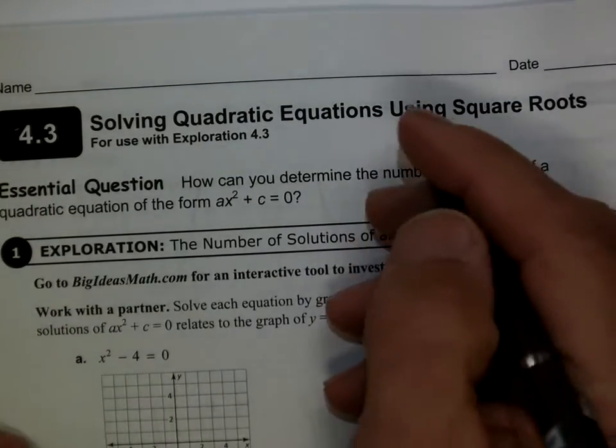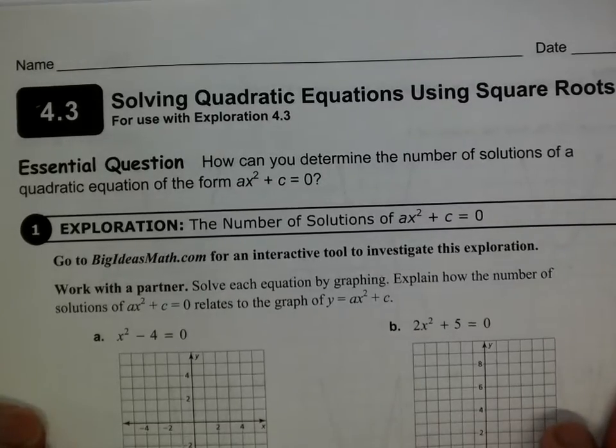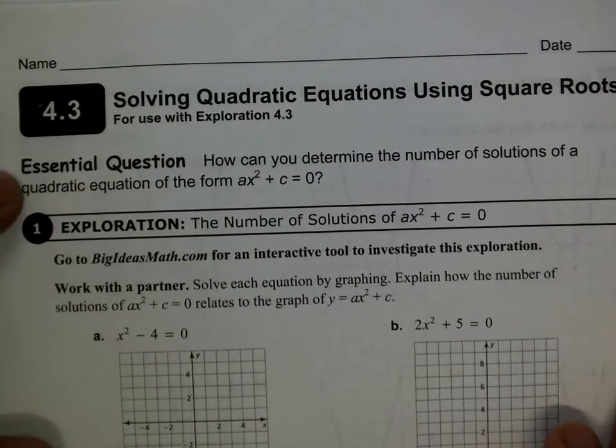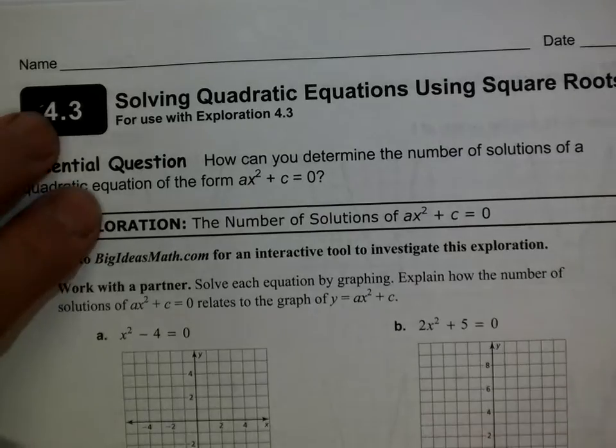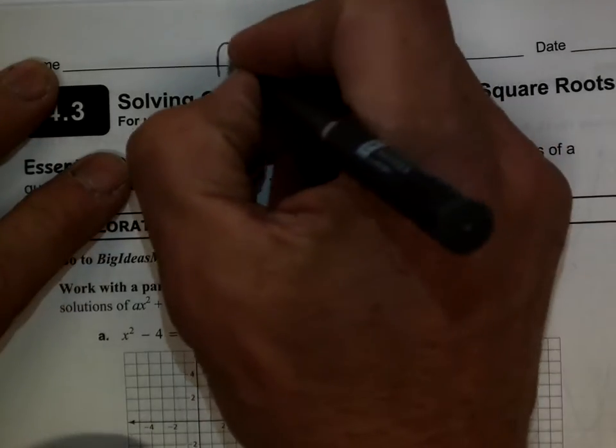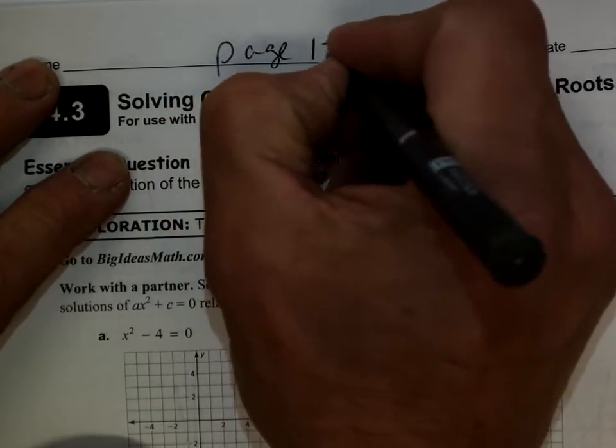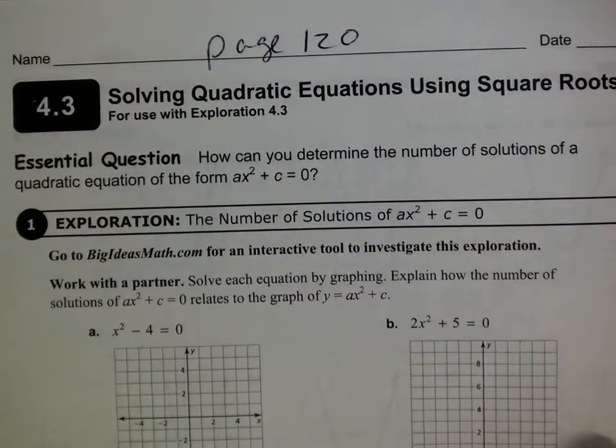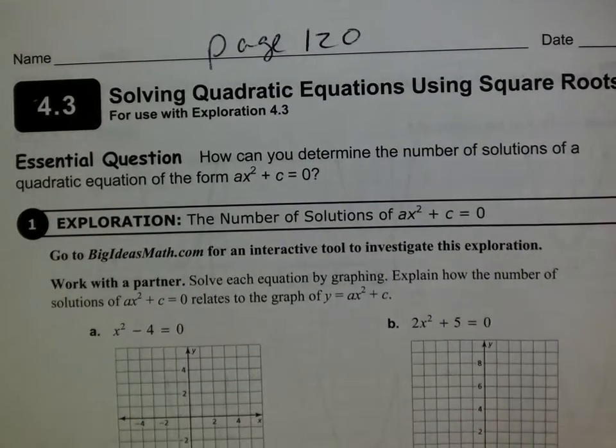So hopefully you have your journals out and you're ready to learn. Hopefully you're being quiet and attentive because I have something important to go through. So we are on page 120 of your journals. Go to page 120 and we're going to take a look at it, okay?